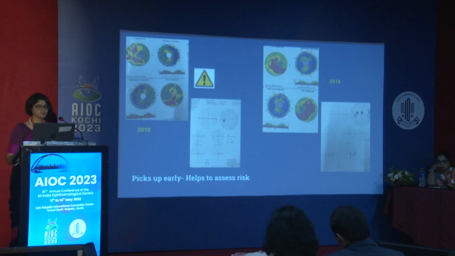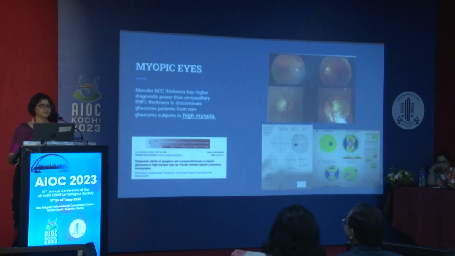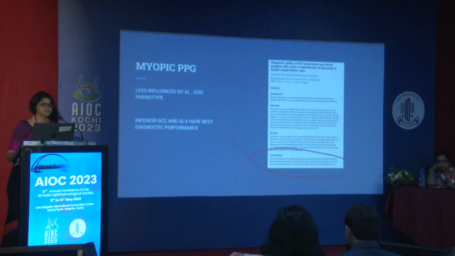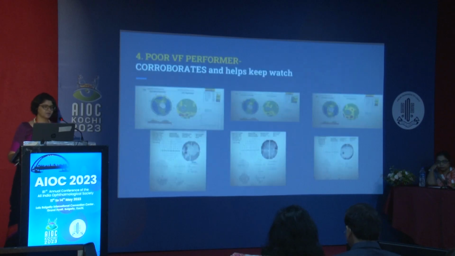So you see a patient over 6 years who developed field loss, had not followed up in between, and because the fields were normal, we had not started treatment. Myopic eyes are a subset where the GCC is much better than the RNFL because of the associated issues with the optic disc like peripapillary atrophy and tilted discs. And again, here the inferior GCC and GLV have the best diagnostic performance.